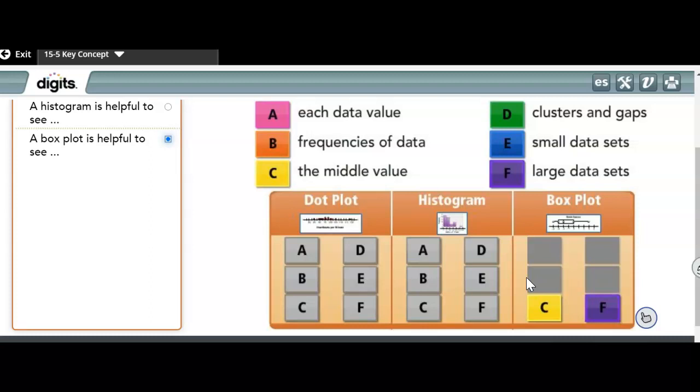I would agree that you could put D in for box plots. I'm okay if you put D in for box plots. Does anyone else want to challenge any of these? Challenging? All right. Let's go ahead and move on to the next part then.